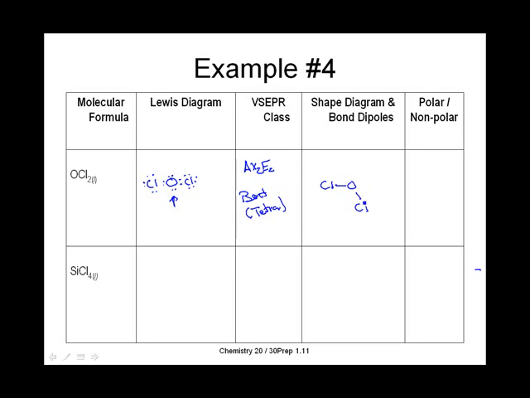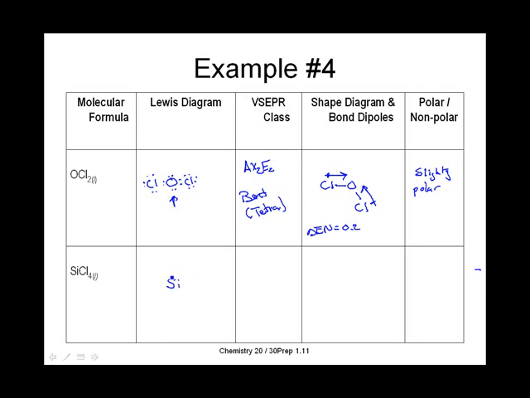Our bonds, the difference in electronegativity is 0.2 for each of our bonds, and it's pulling towards the oxygen. So we have a polarity pulling this way, a polarity pulling this way. When we add them together, since they're pulling in different directions, or I should say since they're not pulling in opposite directions, they won't cancel each other out. So this molecule is going to be slightly polar because the bond dipoles are not canceling each other out.